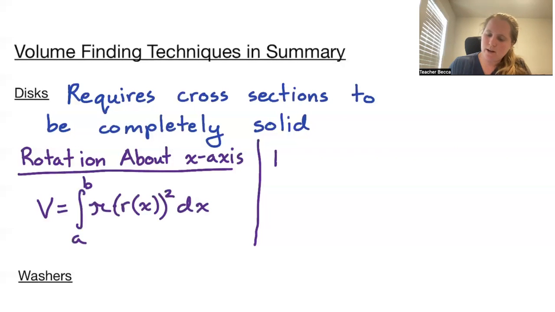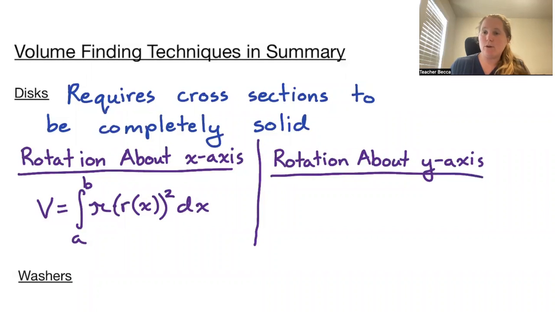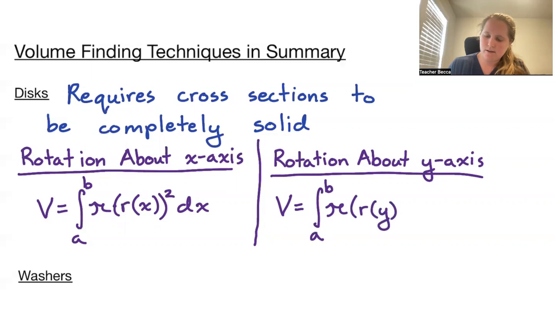For rotation about the y-axis, we had volume was equal to the definite integral from a to b of pi times r of y squared times dy. So about the x-axis, we had the vertical cross sections, they had thickness dx. For rotation about the y-axis, we had the horizontal cross sections with thickness dy.